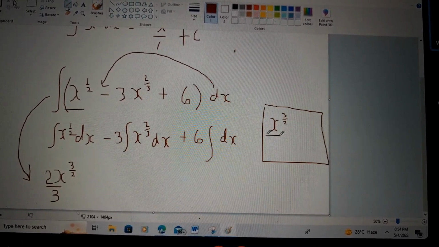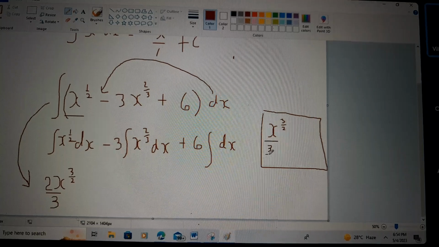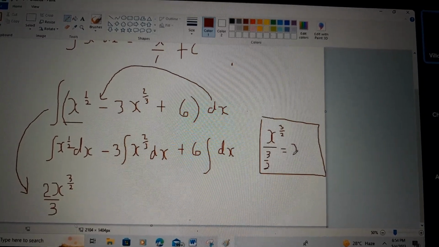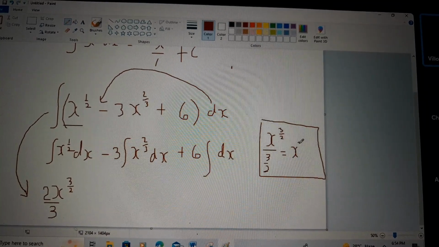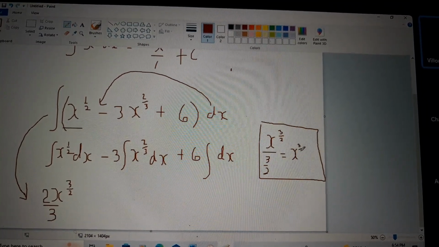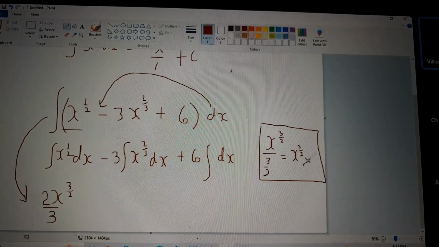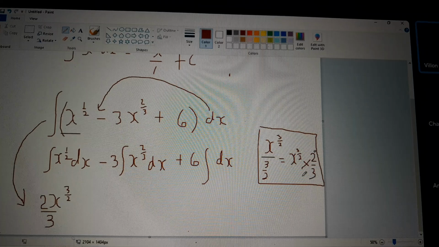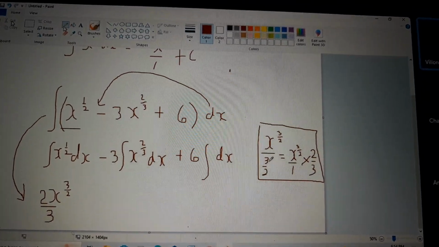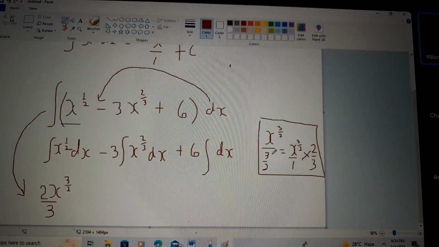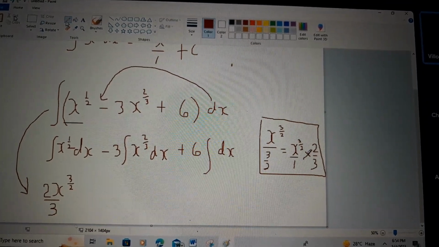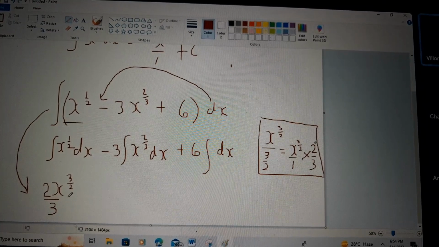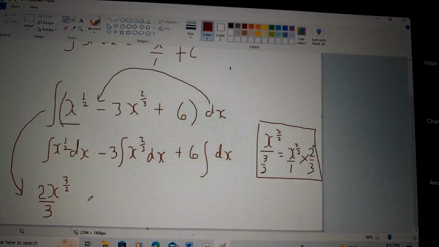Yes, sir. Then we divide by 3/2, right? Now, dividing by a fraction means that we can invert and multiply by that fraction. So it's the same as multiplying by 2/3. So instead of dividing by the 3/2, when we divide fractions, we invert and multiply. So that's how I get the 2x to the 3/2 over 3. Good to go? Okay, sir.